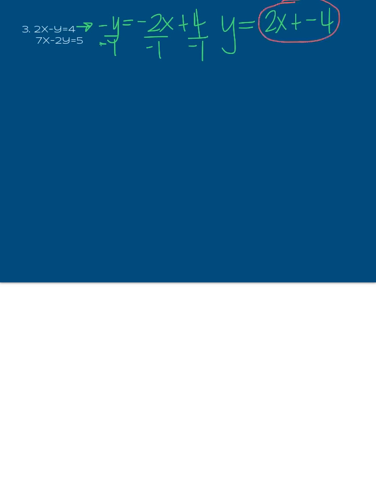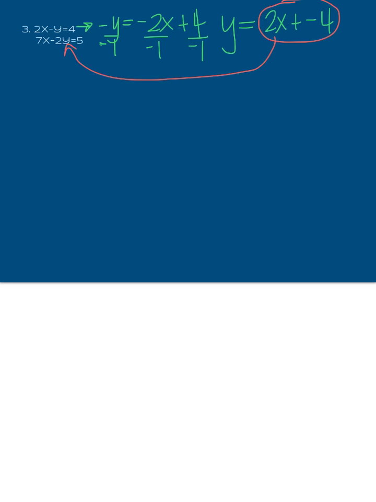So I'm going to get this to say y equals. So I have -y equals -2x plus 4, because I would subtract 2x. Then I'm going to divide by a -1. So I have y equals 2x plus -4. I'm going to circle what y equals and point to where I'm going to replace it, which is that y.